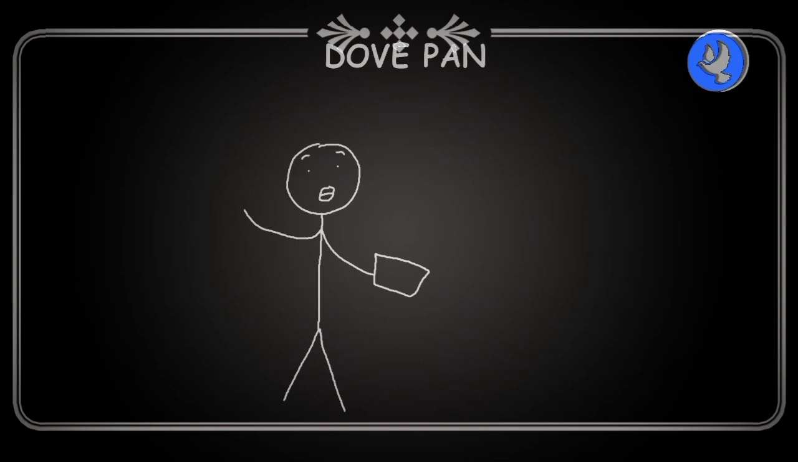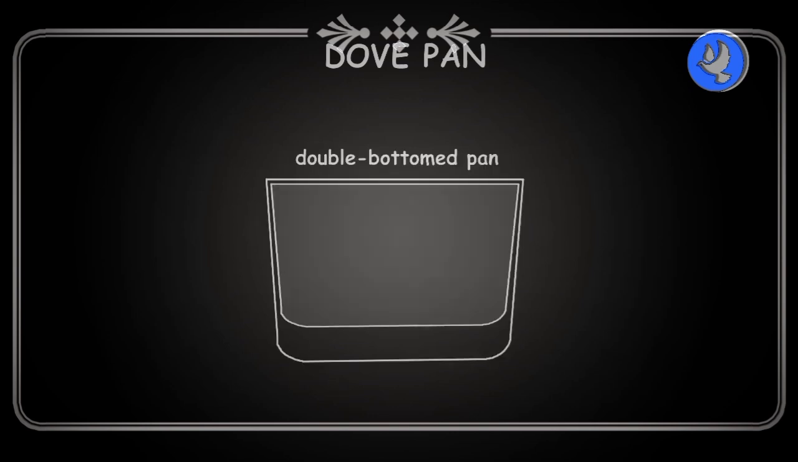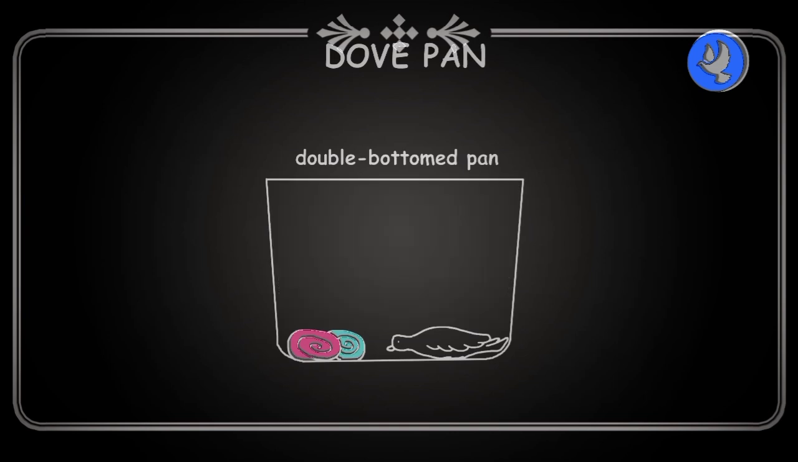Dove pan. A magician reveals alive birds or other objects from an empty pan. This is achieved by using a double-bottomed pan, allowing the magician to secretly load objects into the hidden compartment before revealing them during the performance.